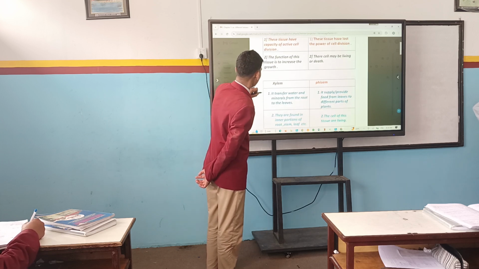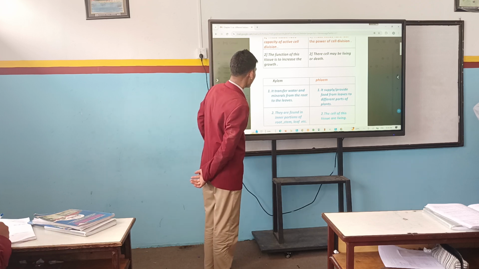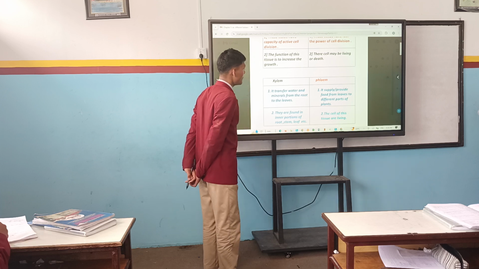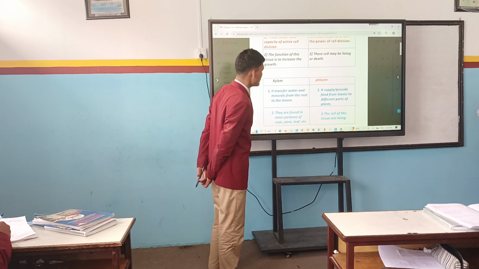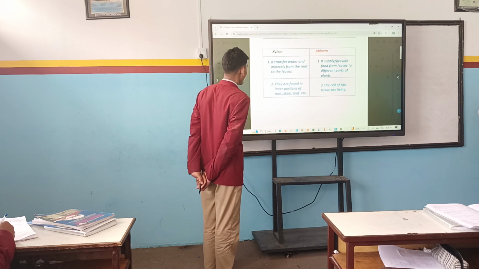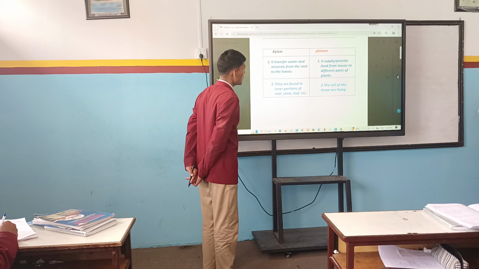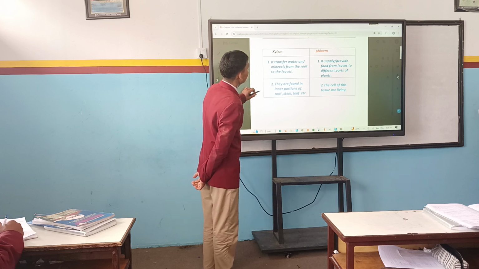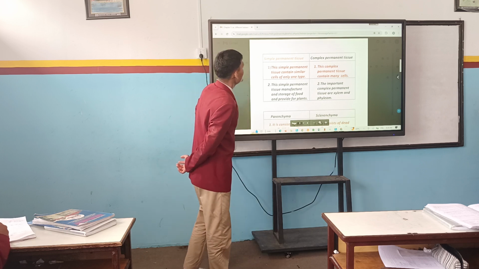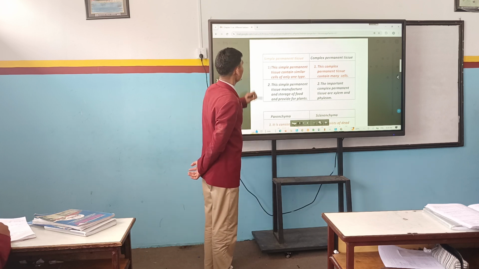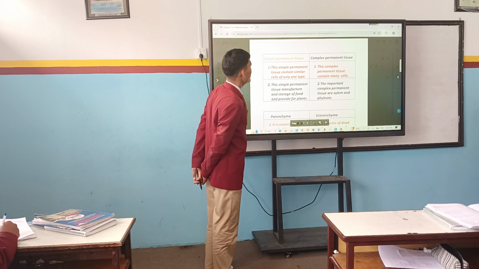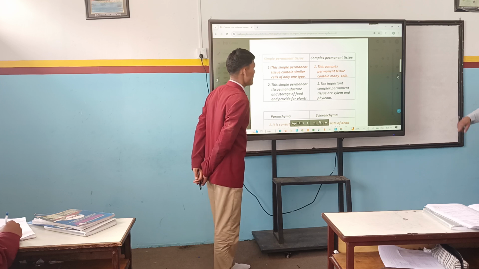Another is xylem and phloem. Xylem transports water and minerals from the root to the leaves, and phloem supplies food from the leaves to the different parts of the plant. They are found in the inner portion of the root, stem, and leaf, and the cells of this tissue are living. Next, simple permanent tissue and complex permanent tissue. Simple permanent tissue contains similar cells of only one type.